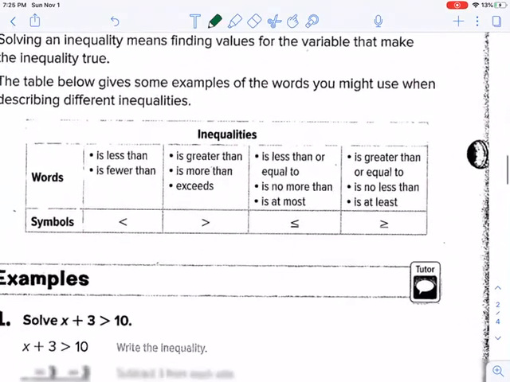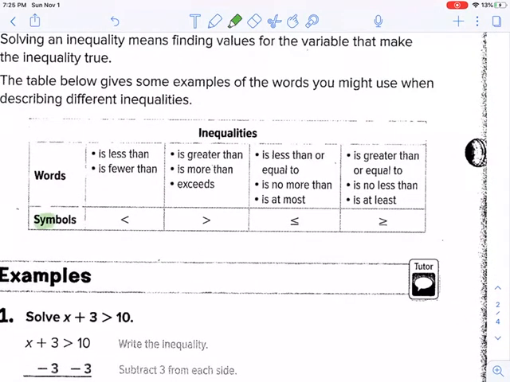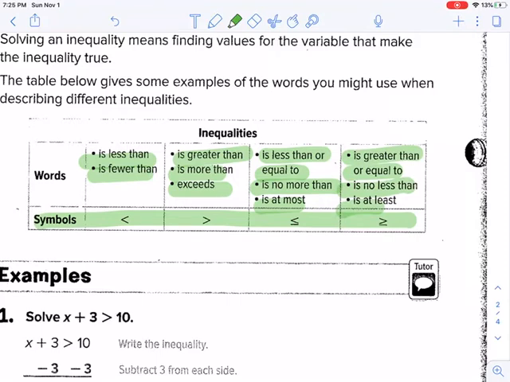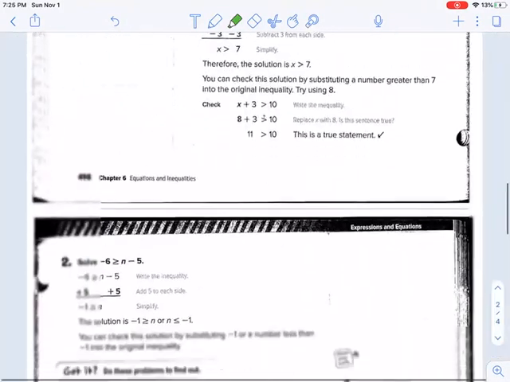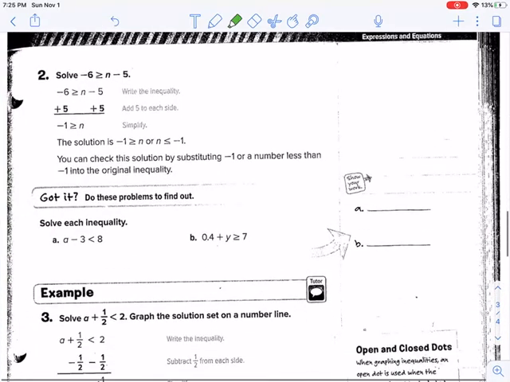All right, here in this chart is your symbols that you need to be aware of and the words that go with them. So take a minute to read through those so that you know which symbol you're using when you see which words. All right, let's go to the next page and try some of these.